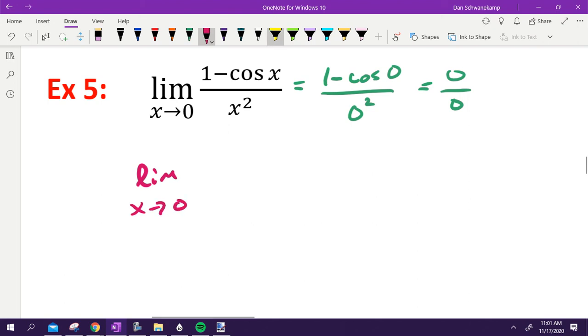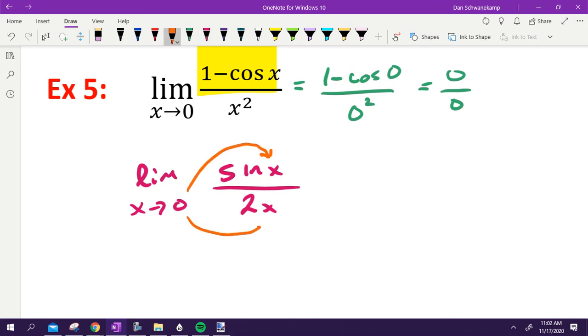Jonah, what's the derivative on top going to get me? Sine x. Good. The 1 goes away, and again, negative cosine becomes sine x. On bottom, Cannon, what's the derivative going to be? 2x. That's our derivative. Once we found the derivative, all we have left to do is plug in 0. Sine at 0 is 0. 2 times 0 is 0.